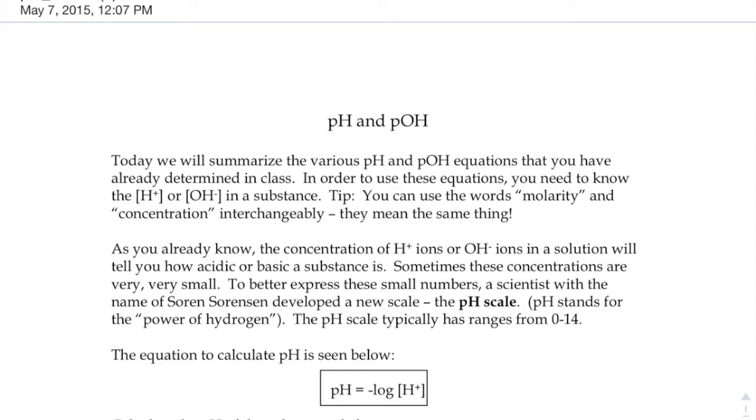Some guy named Soren Sorensen came up with the pH scale. Honestly, who names their kid Soren Sorensen? Right? I mean, really. You gotta think about these things when you're naming your children.